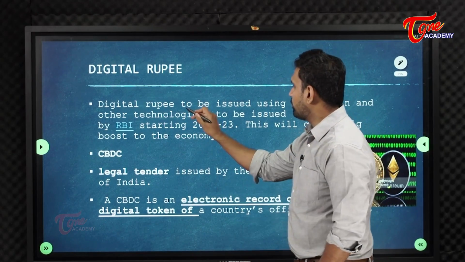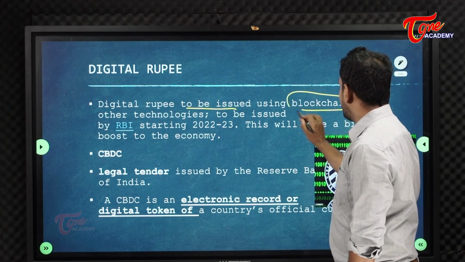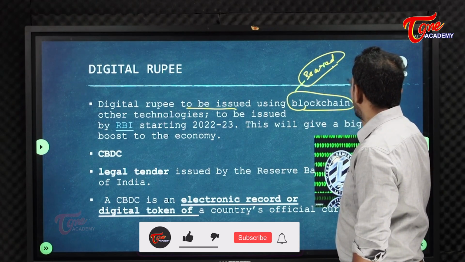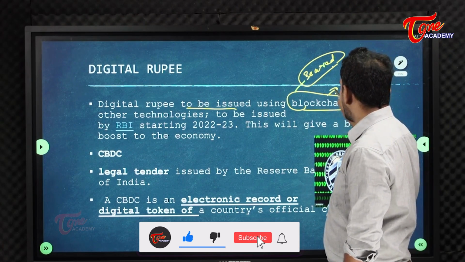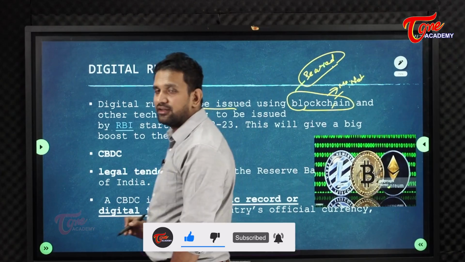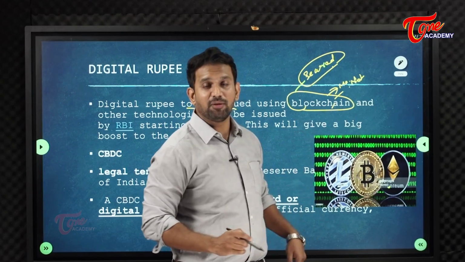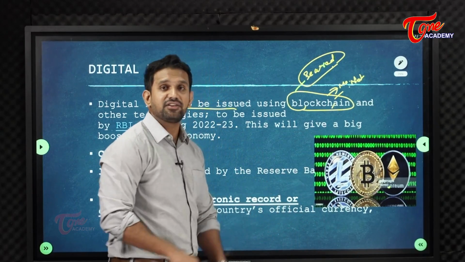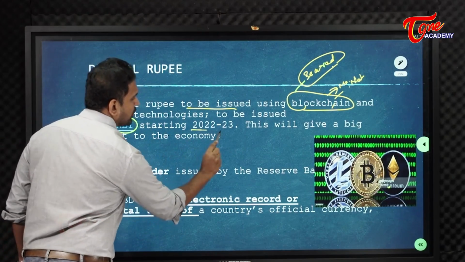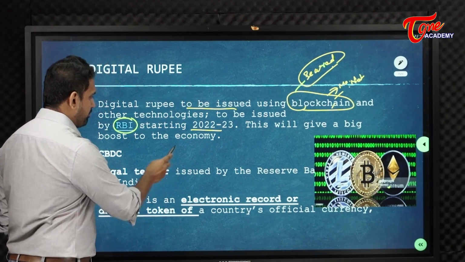Digital rupee to be issued using blockchain technology, a very, very secure technology. It means nobody can do any mischievous things, no manipulations, no notorious activities with regard to any transactions, when we secure the total transaction system with blockchain technology. It is a very emerging and guaranteed secure technology, to be issued by RBI 2022 to 2023. So I am going to buy this. This will give a big boost to the economy.